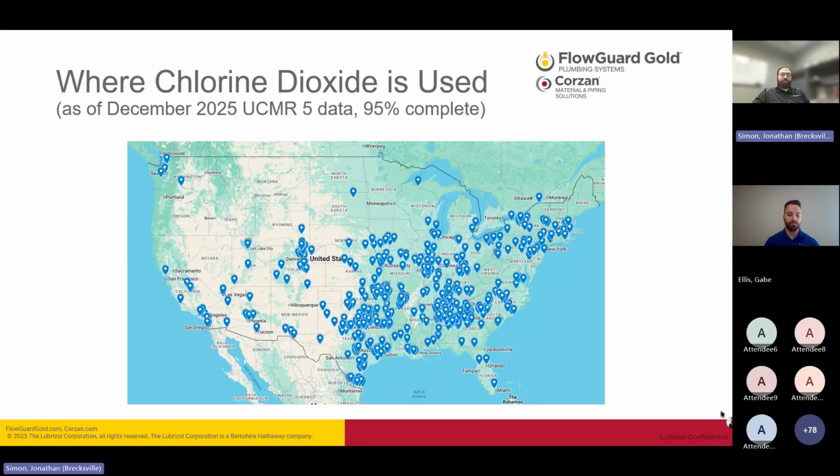And when that change happens, the water utility has no responsibility to notify the home builders, the plumbers, the engineers, or the homeowners. They just make the switch because their responsibility is to keep the water clean and safe to drink.